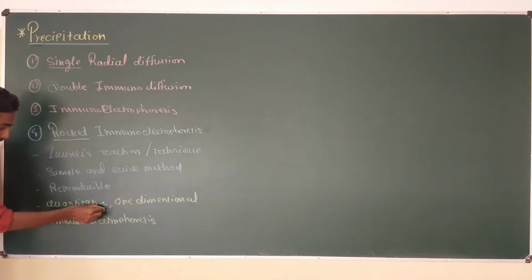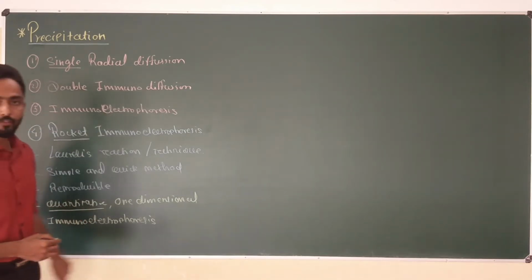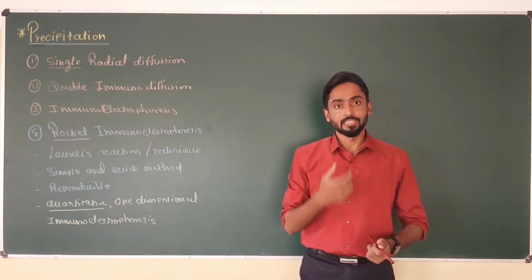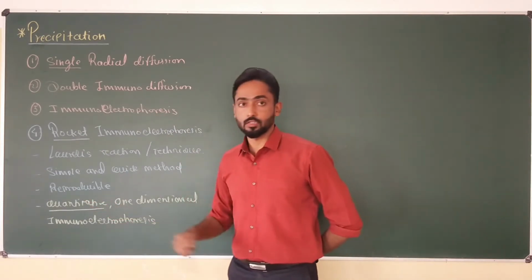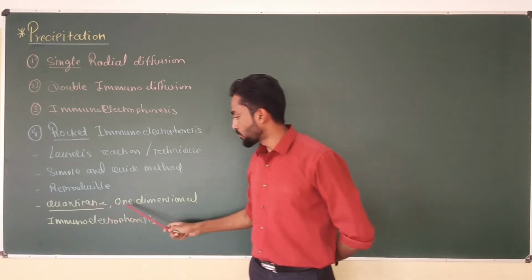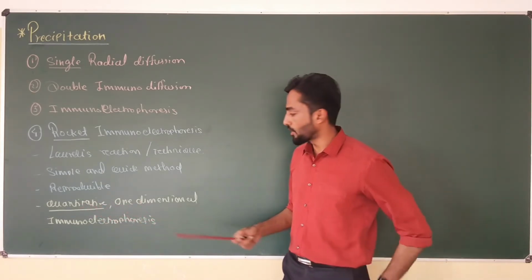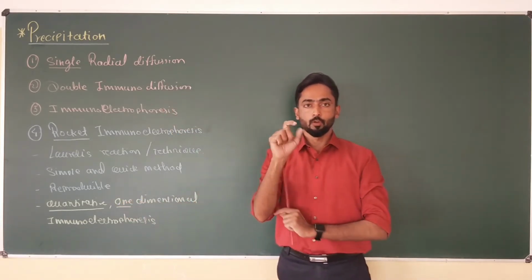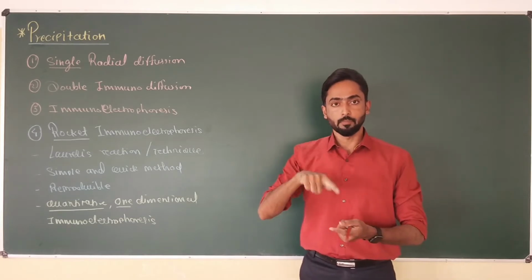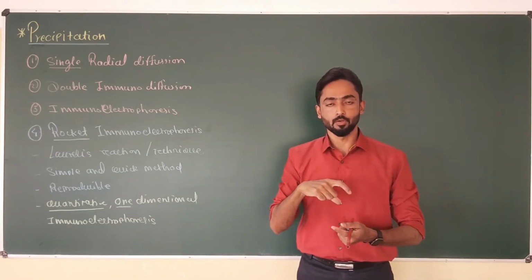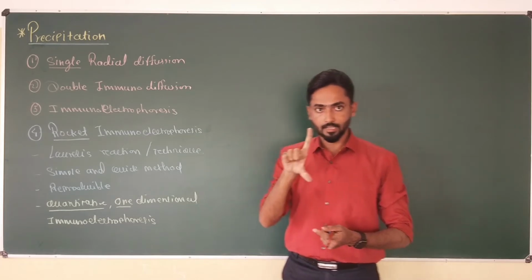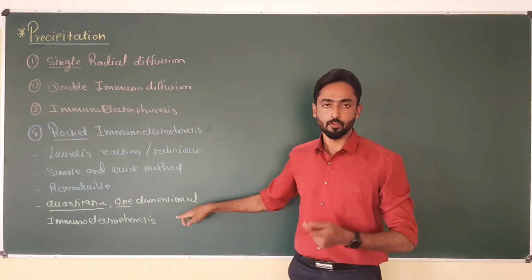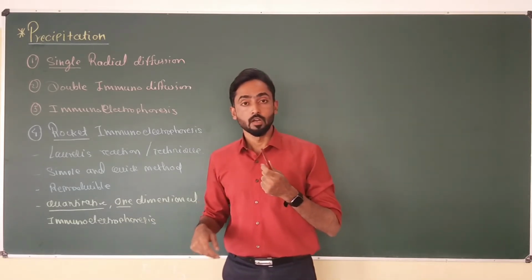What is meant by quantitative? Rocket immunoelectrophoresis is mainly used for determining the concentration of antigens, so it is a quantitative method, not a qualitative one. And it is a one-dimensional technique. Why do we call it one-dimensional? Because at the end of the experiment, we measure the height of the precipitation rockets produced in the gel. We only focus on the height and not on the area covered by the rocket, so it is a one-dimensional approach, considering only the height and not the width of the rocket.